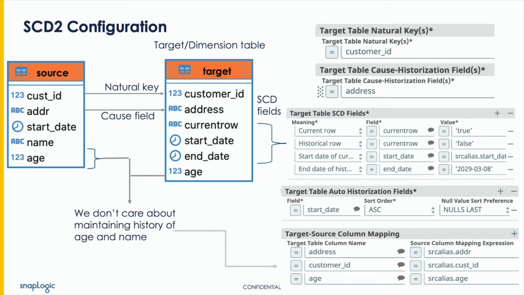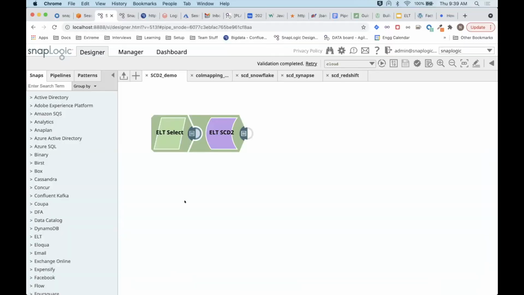Let's cover some of the important inputs for this snap. The target table natural key is the name of the field that identifies a unique row in the target table. In this example, the natural key for the target table is customer ID. The cause fields are the columns you want to track history for. The SCD fields are the columns and values that will define the active row flag and effective date range.